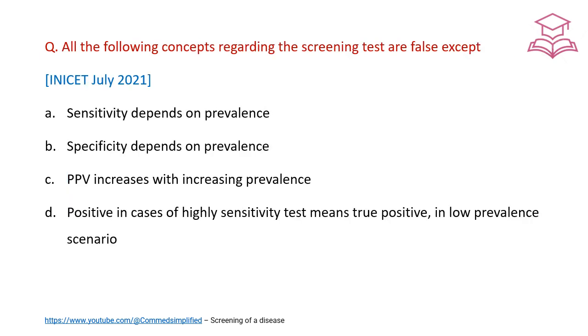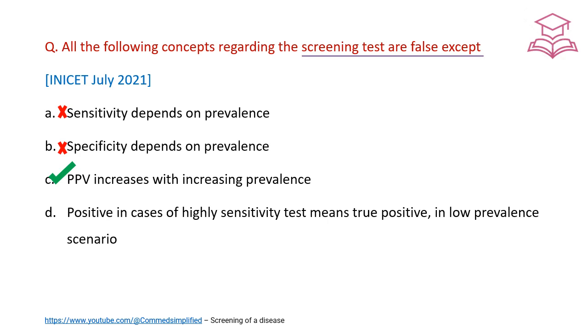All of the following concepts regarding the screening test are false except: sensitivity depends on prevalence. It is a false statement. Specificity depends on prevalence. It's also a false statement. Both sensitivity and specificity are inherent characteristics of the screening test, so they cannot depend on prevalence. Positive predictive value increases with increasing prevalence. It is a true statement. Positive predictive value is not an inherent characteristic of the test but depends on the population.